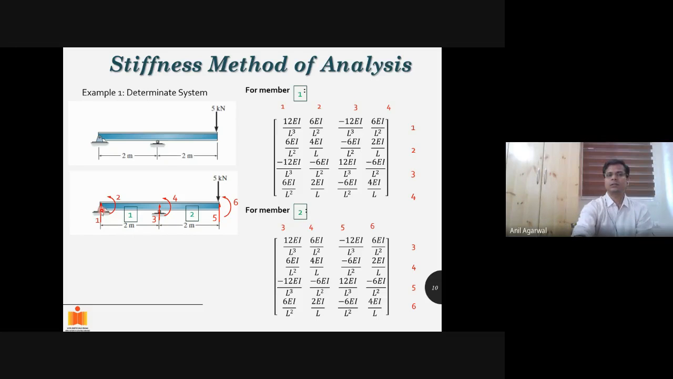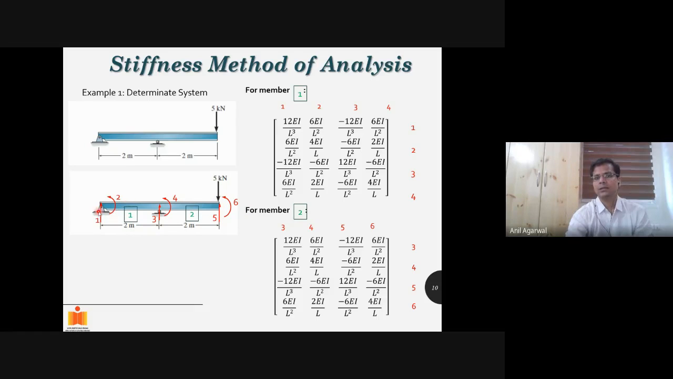Then we define the degrees of freedom, or the kinematic indeterminacies. The overall kinematic indeterminacies are 1, 2, 3, 4, 5, 6. Overall, 6 degrees of freedom are there. If you notice, you will see that degrees of freedom 3 and 4 are common to member 1 and member 2. They are present in both. However, 1 and 2 are present only in member 1, and 5 and 6 are present only in member 2.